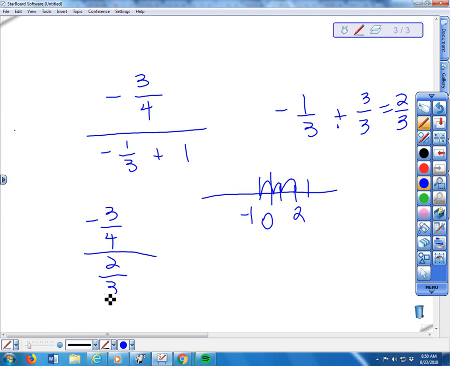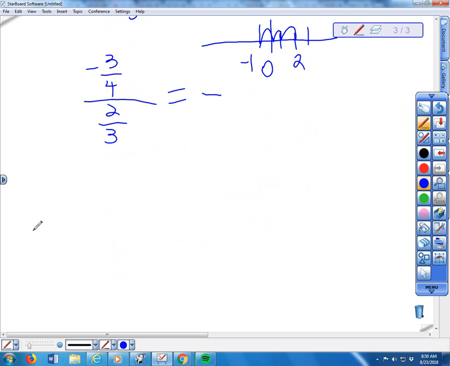So I have negative 3/4 divided by 2/3. Someone tell me what the sign of the final answer is going to be. Negative, because a negative divided by a positive is a negative. So forget anything else now. We're just working on the sign.